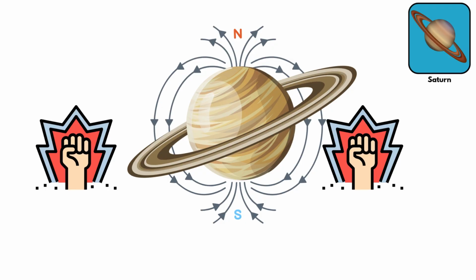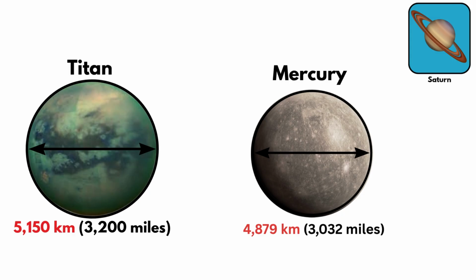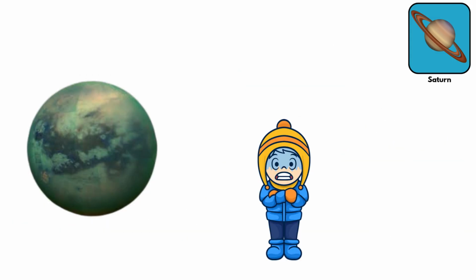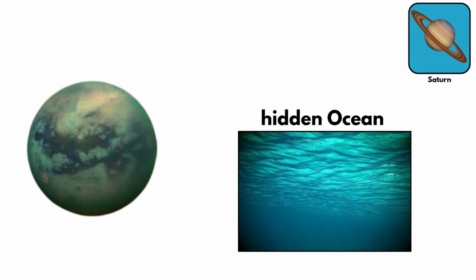Saturn's magnetic field is powerful. Its storms are frequent, and its moons? Legendary. Titan, bigger than Mercury, has lakes and rivers of liquid methane. It's so cold, it rains gasoline. Beneath Titan's icy surface, there may be another hidden ocean.